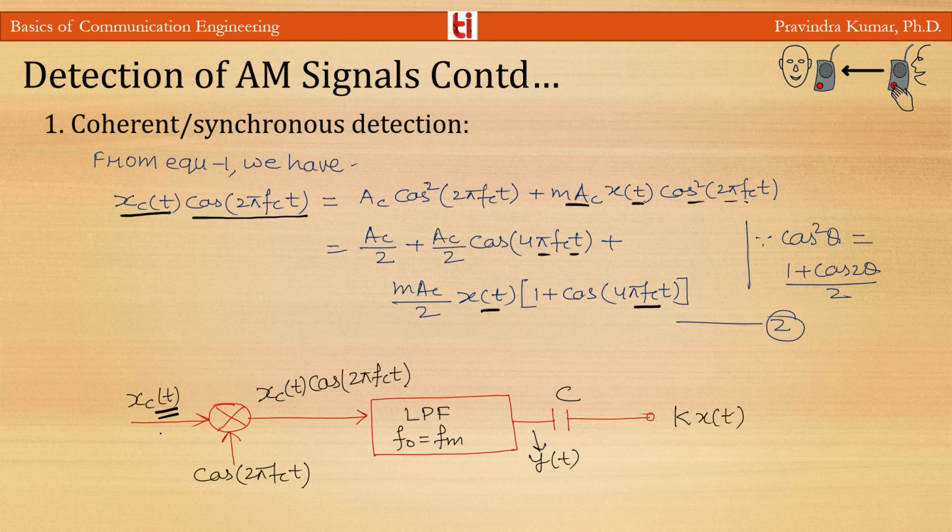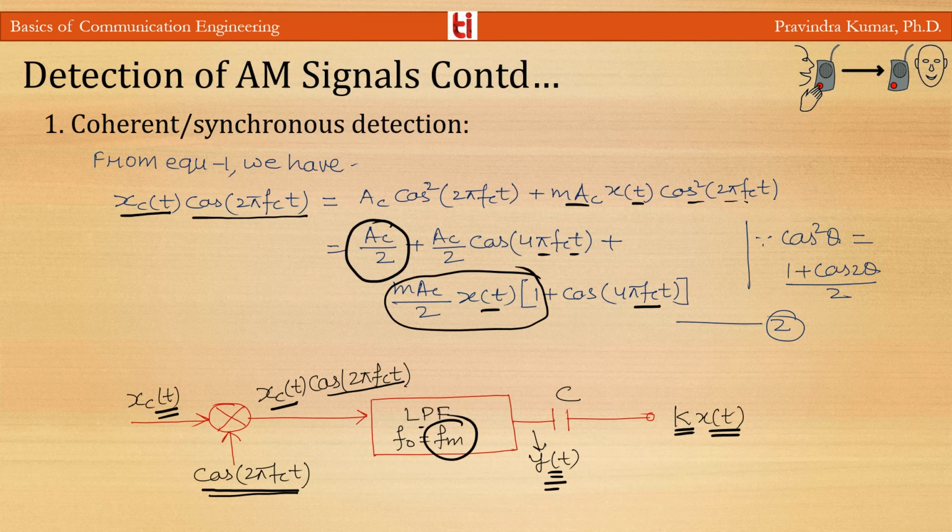Using this second equation, the circuit based on this is given here. This is the modulated AM signal, and this is multiplied by the carrier that is generated by the local oscillator at the receiver side, then we will get the product, and after the low pass filter we will get the output signal y(t). Using the capacitor, we will then get the scaled version of the baseband signal x(t). If the highest frequency component present in x(t) is fm, then let the cutoff frequency of the low pass filter be fm, and the output of the low pass filter y(t) will be Ac/2 + (m Ac/2) x(t). So this is Ac/2 and m Ac/2 x(t).